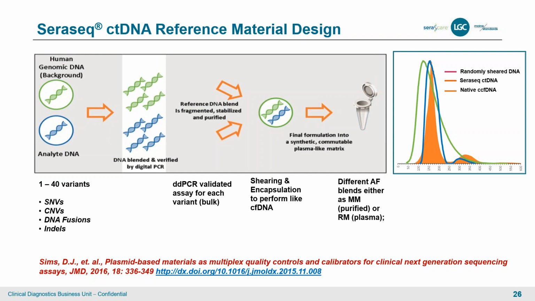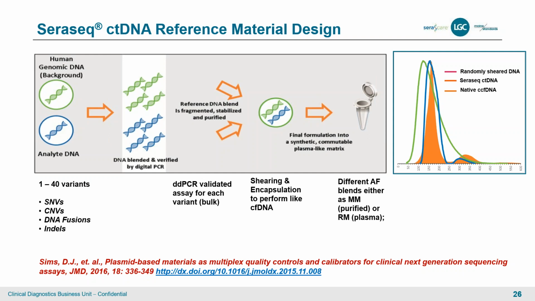We're able to fragment them and blend them very precisely, and encapsulate them with a proprietary method. So this now acts like a cell, so you have to run it through your extraction. And then you put that in a synthetic plasma. So now the single vial has plasma and has these 40 variants at that sizing that you see on the right side.